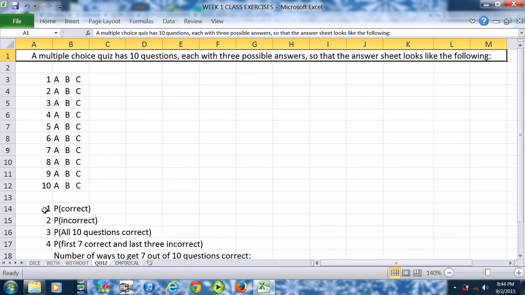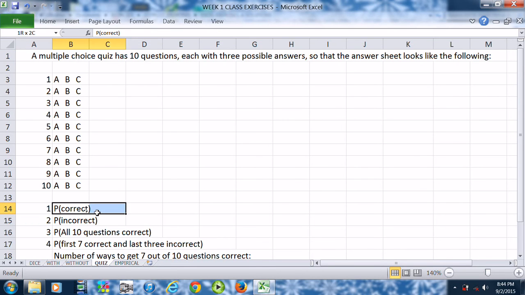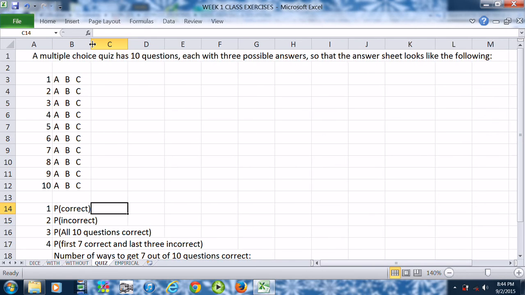So, first thing we want to answer is, what is the probability that if I randomly circle one of these answers, I get that particular question correct? Well, there are only 3 possible answers. Only one of those answers is correct. So the probability that any one question is correct is 1 out of 3. So 1/3 chance that any one of these questions is correct.